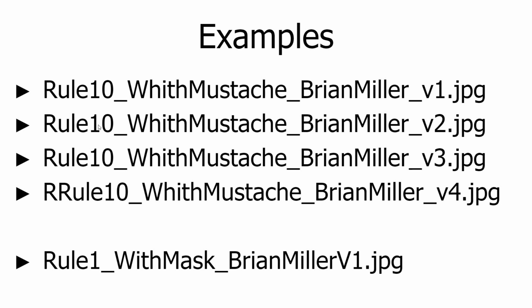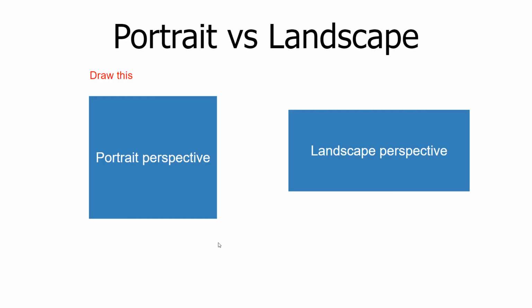All right, so here's examples. Rule 10 with mustache, Brian Miller, version 1. You might end up taking a couple versions of the same picture, so that you have some backups. Okay. Then same thing, following rule number 1, or you might even put the name of the rule, like the description of the rule. At any rate, that's the idea.